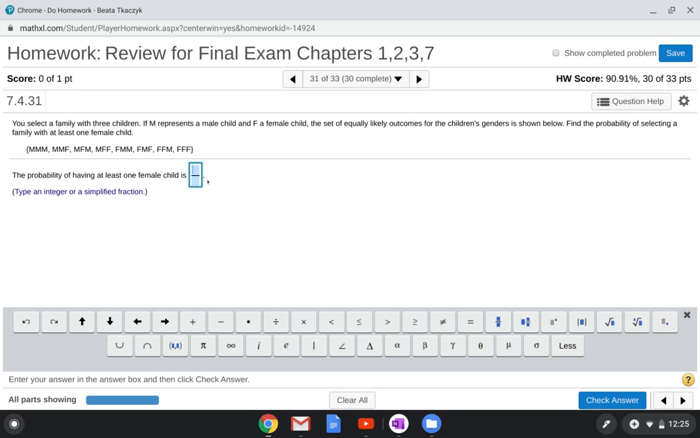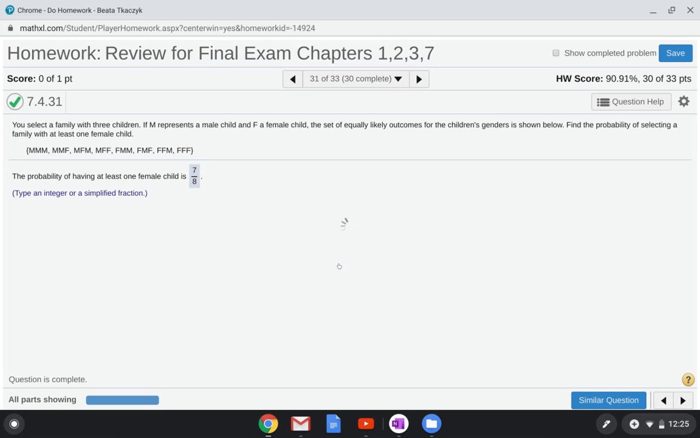Select fraction, type 7 over 8. Check your answer. Okay, next question.